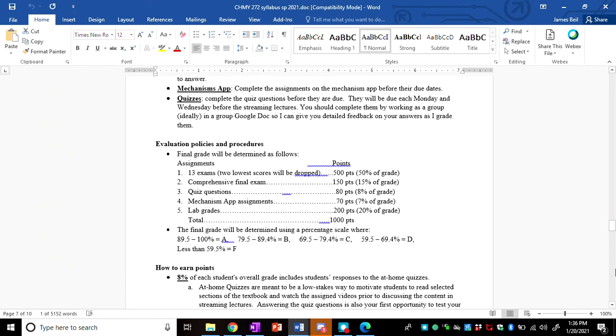And most of that's relatively straightforward. Here's the grade breakdown. I will be, just like last semester, dropping your 2 lowest exam scores. So there are 13 exams. If you have to miss for whatever reason and you get a 0, even if it's because you're sick or even if you have COVID and you can't come in or whatever, if you only miss 2 exams, then you only have 2 zeros, and those will both be dropped from your grade.